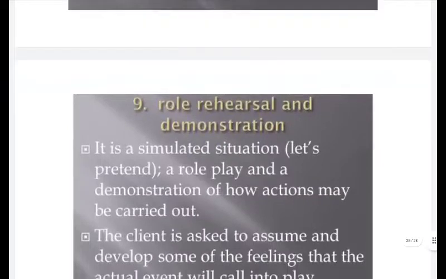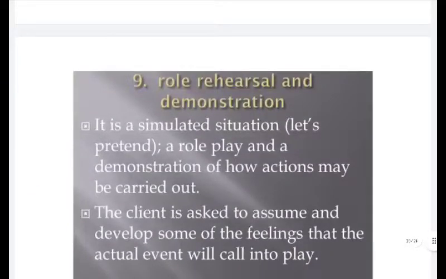And of course, role rehearsal and demonstration. It is simulated situation. Let's pretend or role play. Ganun, no? Para talaga yung client mag-assume to develop the feelings that he is in the actual event. So, ginagamit po natin to, no, in terms para malaman natin yung nangyayari sa client.